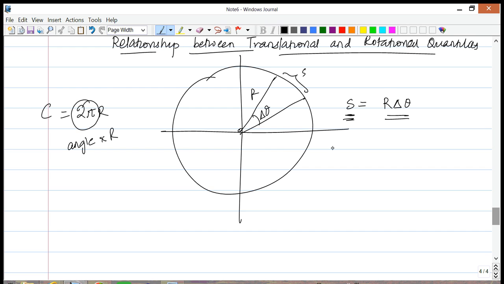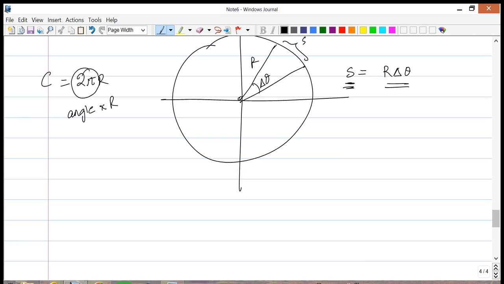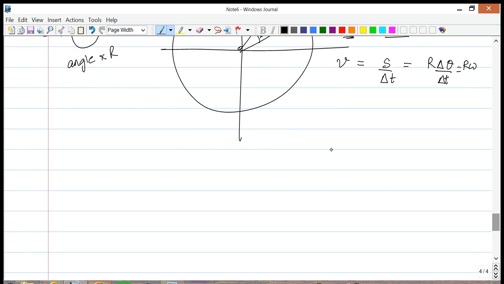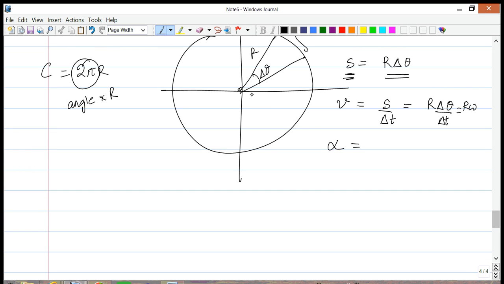Once we get the arc length, what we notice is that the speed is simply equal to s over delta t. Let's make delta t really small, and what it ends up giving us is r delta theta over delta t, which makes it equal to r times omega. My bad, this is not omega, this is v, the speed. The speed is equal to r times omega. And then in a similar manner, the translational acceleration, in fact we're going to call it a sub t, the tangential acceleration, is equal to r times alpha.